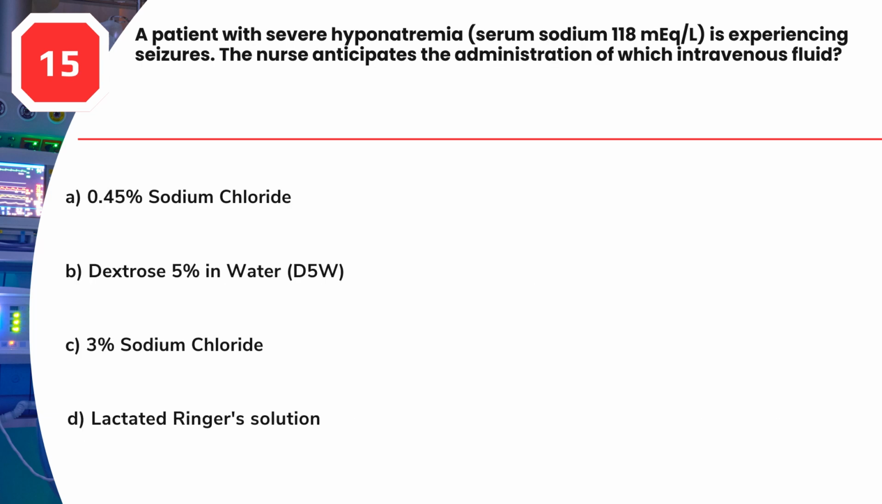Question 15. A patient with severe hyponatremia, serum sodium 118 milliequivalent/L, is experiencing seizures. The nurse anticipates the administration of which intravenous fluid? A. 0.45% sodium chloride. B. Dextrose 5% in water, D5W. C. 3% sodium chloride. D. Lactated Ringer's solution.